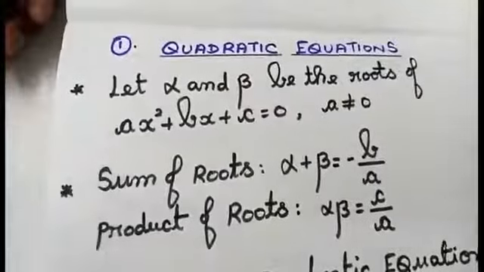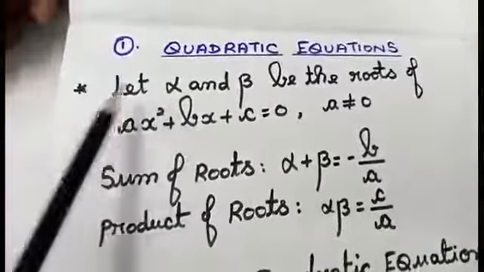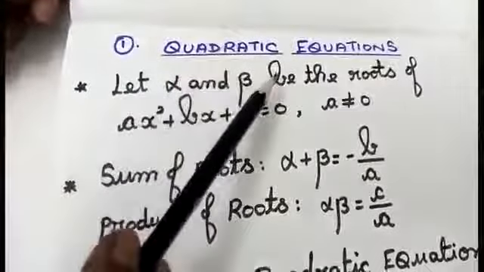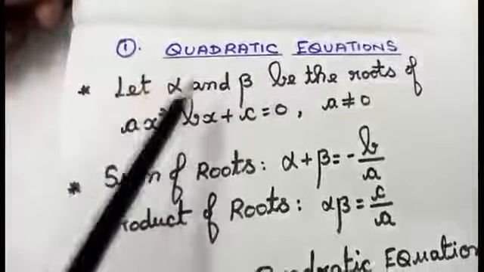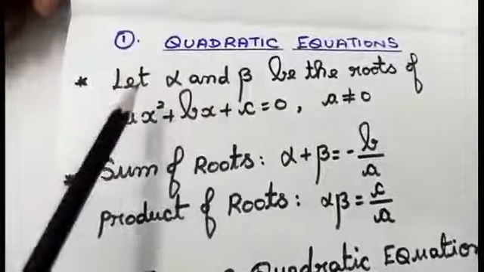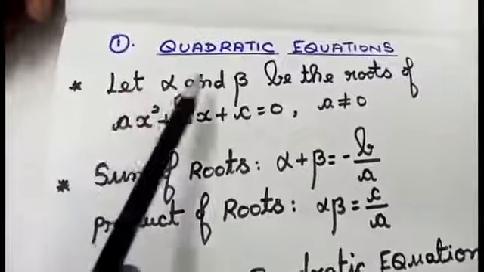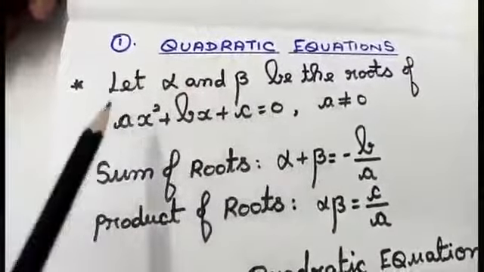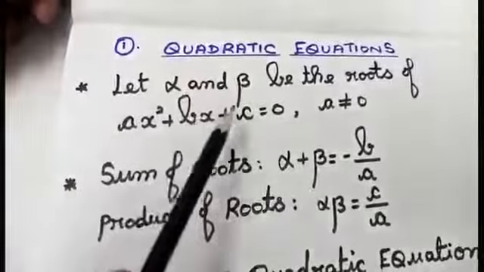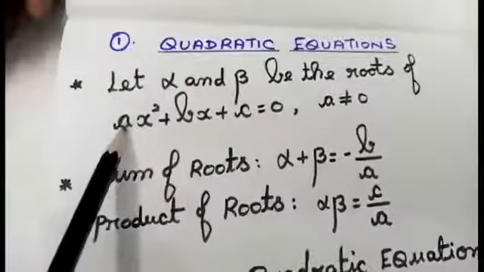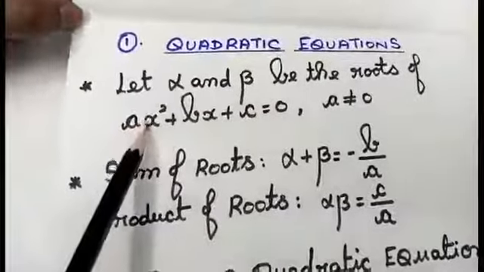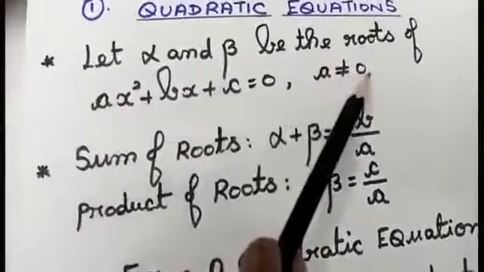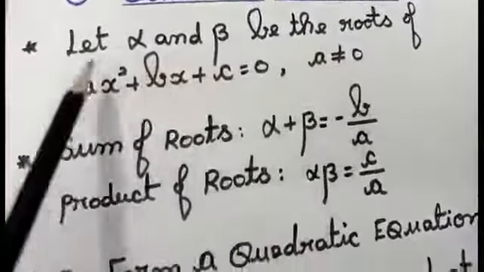I have three concepts. The first one is, what is a quadratic equation? I am going to have two roots, that is alpha and beta. So first I am going to write like this. Let alpha and beta be the roots of ax square plus bx plus c equal to 0, where a, that is the coefficient of x square, must not be equal to 0. This is the first procedure.